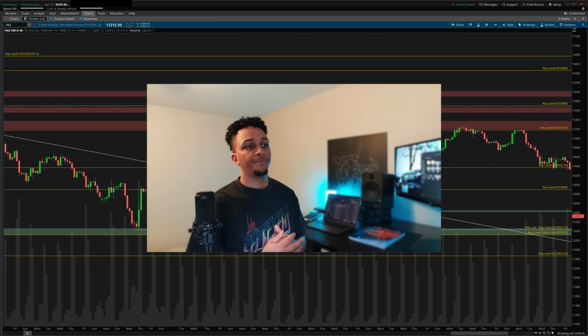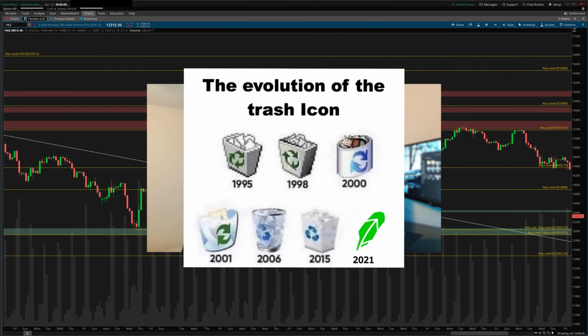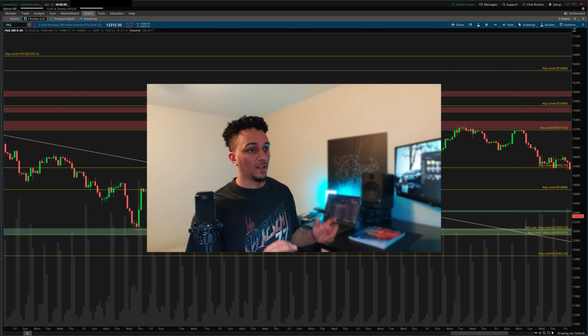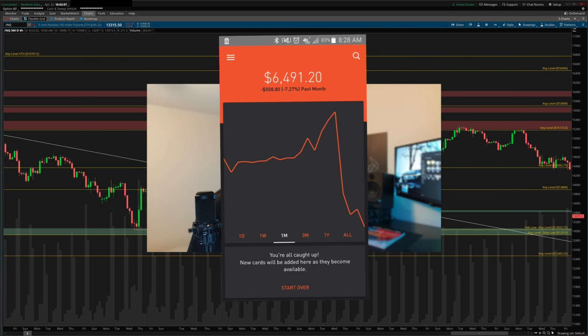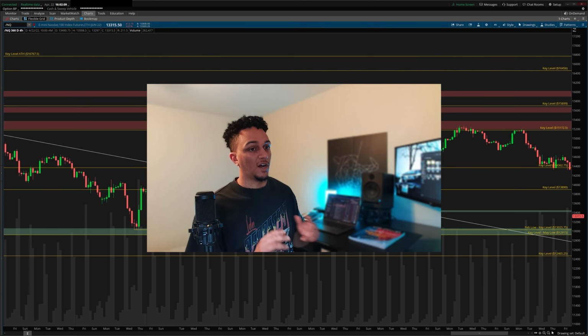Okay, now we're inside of ThinkOrSwim by TD Ameritrade. If you're not familiar with this platform, it's top tier. Now, if you're a Robinhood user and you're used to seeing a red line chart resembling your portfolio balance, don't worry. It looks a little complex, but once you get the hang of it, very simple.